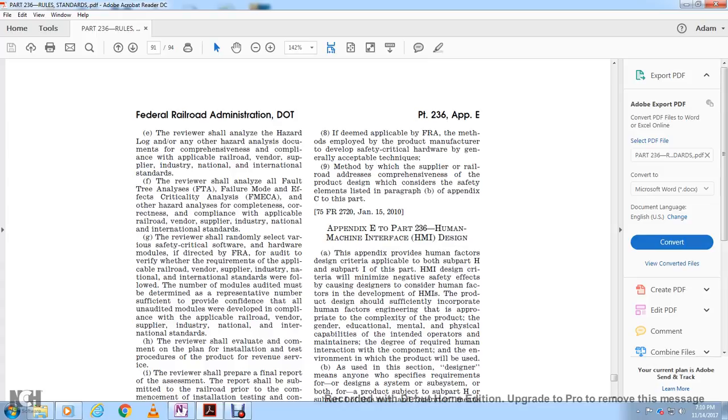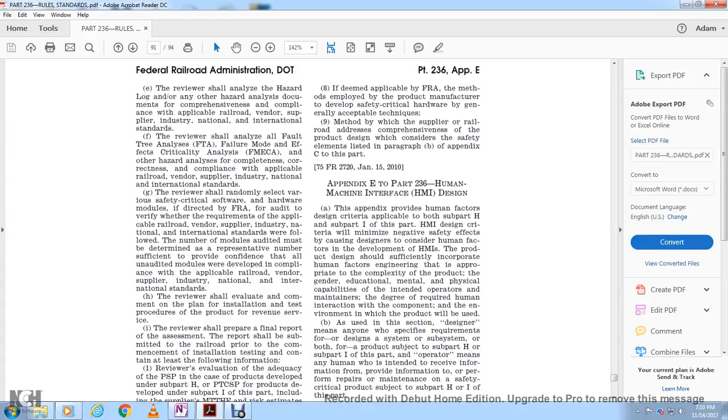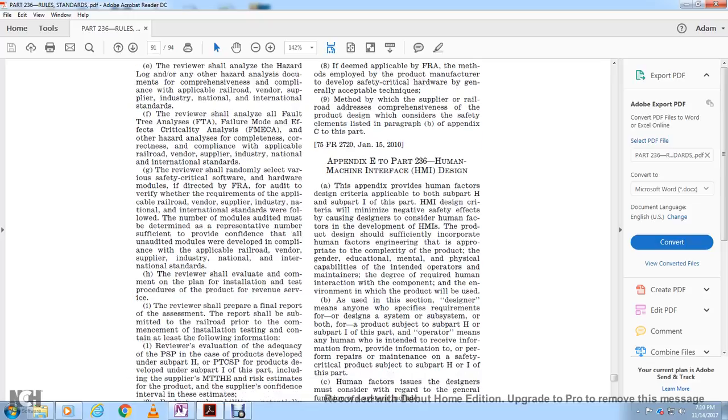appropriate for the complexity of the product, with the gender, educational, mental, and physical capabilities, intending the operator to maintain the degree of the required human interaction with the component with the environment with the product will be used. In the use section, the designer may be any with the specific requirements for the design, the system, the subsystem of both the products and subpart, subject to subpart H, within subpart I, with the part of the operator, meaning the aim for the human intent with the receive the information from the provided information for the performer, repair for the maintenance of the safety critical product supports of the subpart H and I.